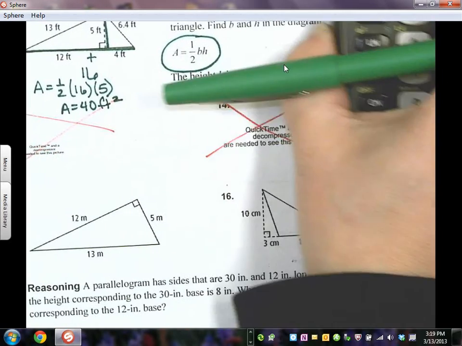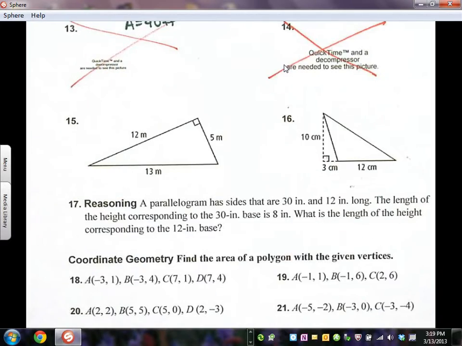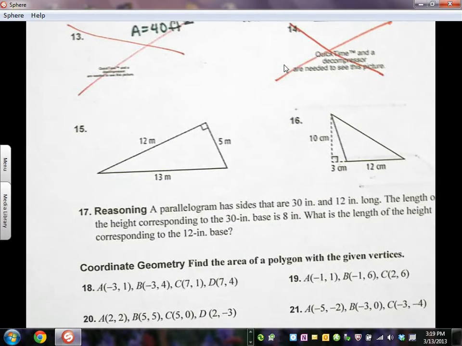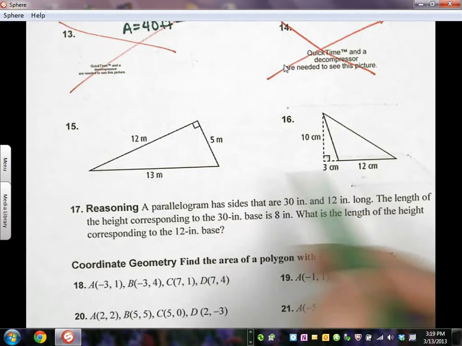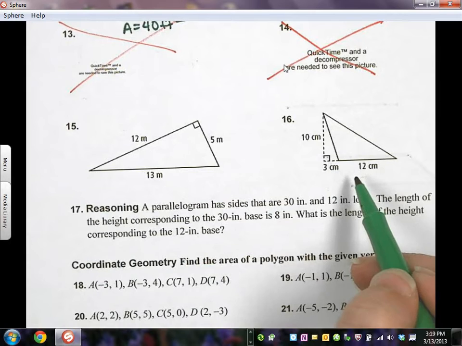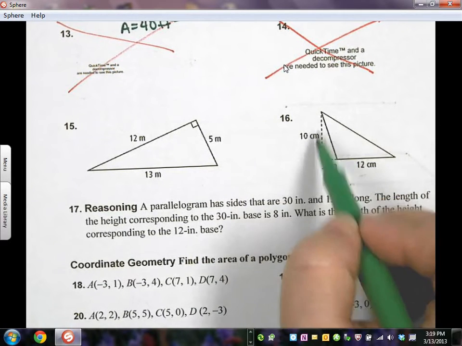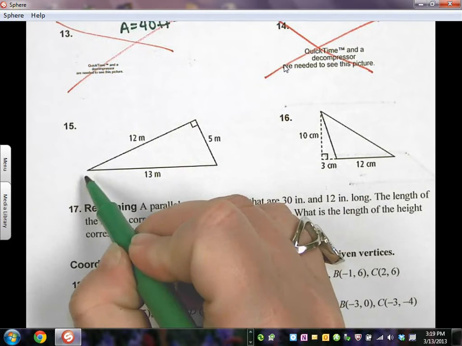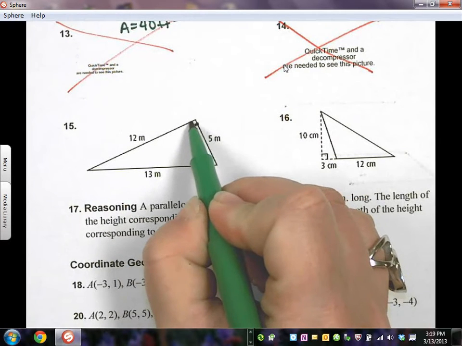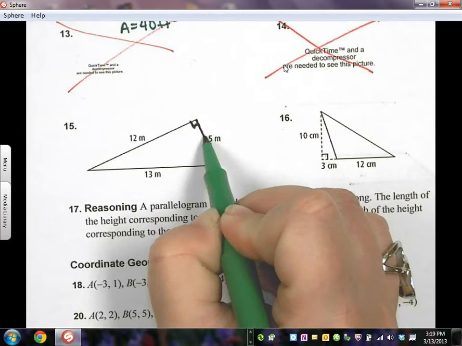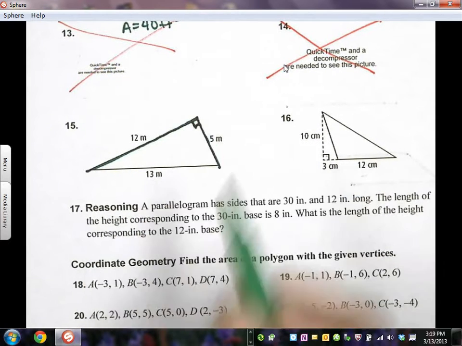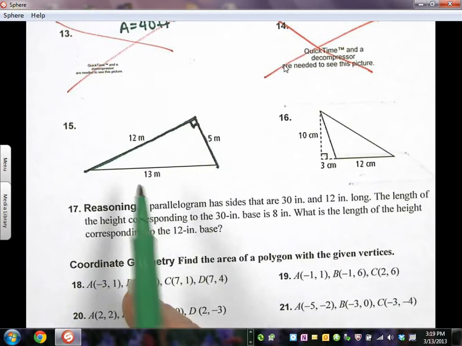You guys got so lucky because 13 and 14 didn't print, which I don't know why it does that sometimes, but sometimes it won't print the pictures. All right, but let's look at 15 and 16, which are going to be similar. In 16, they've given you the height. In 15, look for where a side is perpendicular. There's your perpendicular. So I have one side perpendicular to another. Don't make the mistake of using this 13.